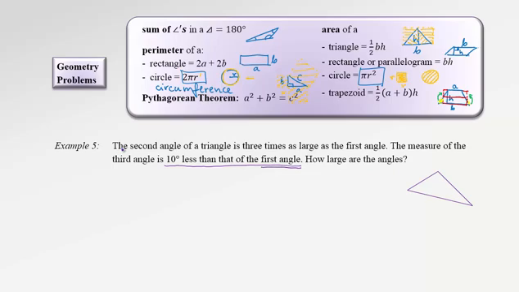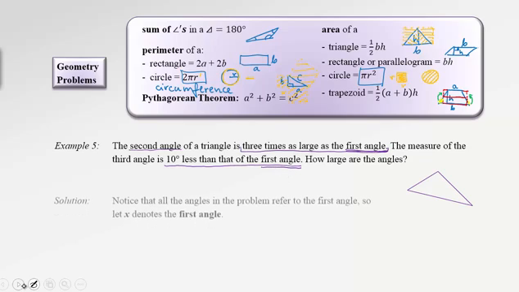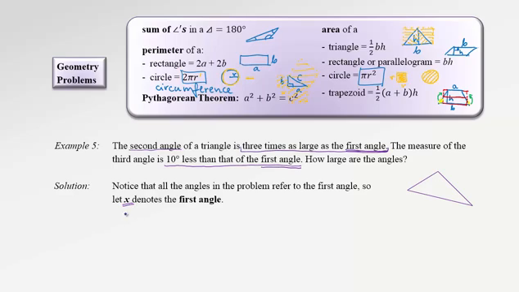Let's read it again. The second angle of the triangle is 3 times as large as the first angle. Again, we are referring to the first angle, which suggests that if we introduce a variable for the first angle, let's call it x, then we can refer to this x, that's the measurement of the first angle. On the diagram, well, let's choose one of those angles to be called x, maybe this one. That will be our first angle.